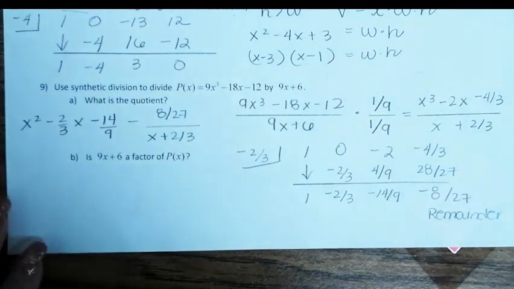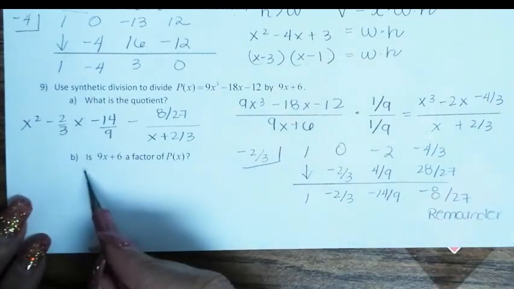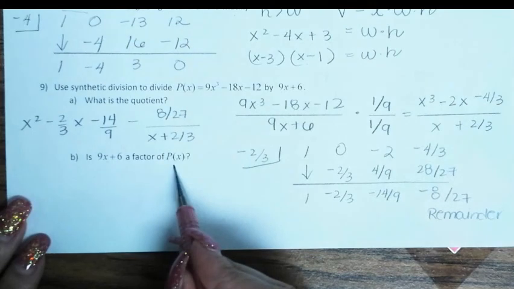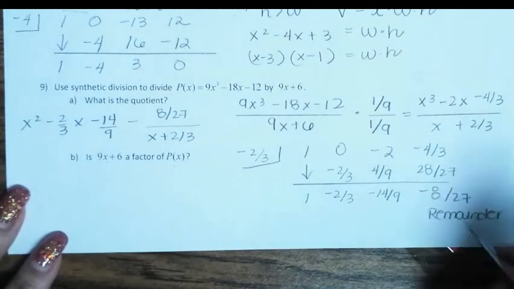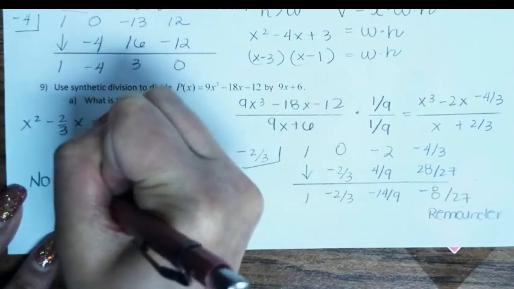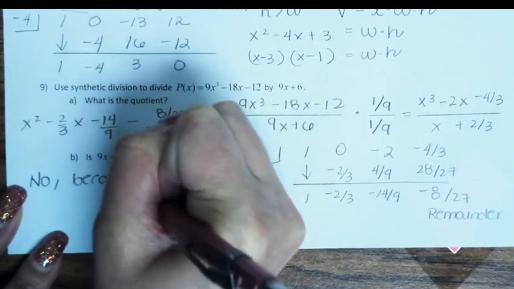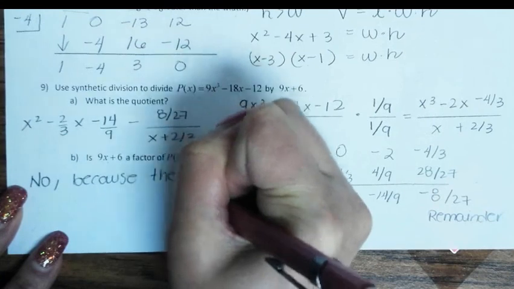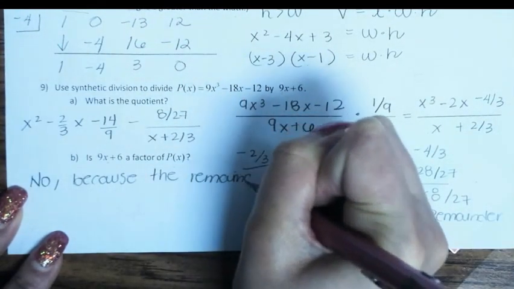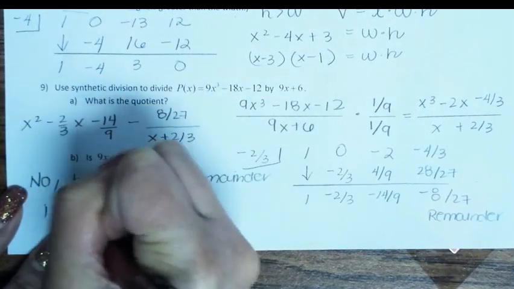Okay, so let's keep answering the last question. For b, is 9x plus 6 a factor of the polynomial? The answer is obviously no, because my remainder is not 0.